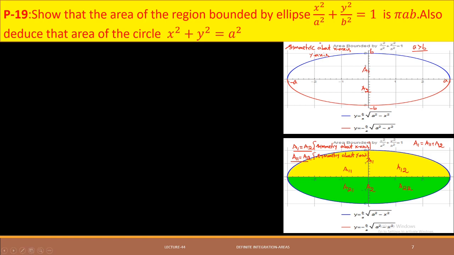Now, it is enough if I find out only this portion. Once I find out this portion, it is 4 times this area. So let me write down all these things here. Solution. So the entire area of the ellipse is divided into two parts, namely A1 plus A2. This is just because of the symmetric nature of the curve, which is symmetric about x-axis.